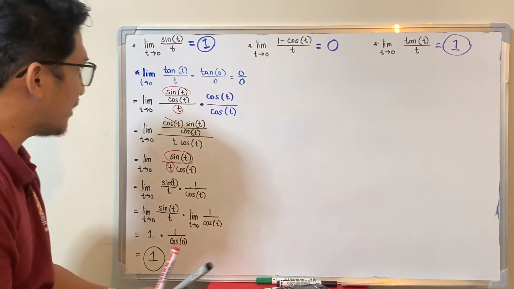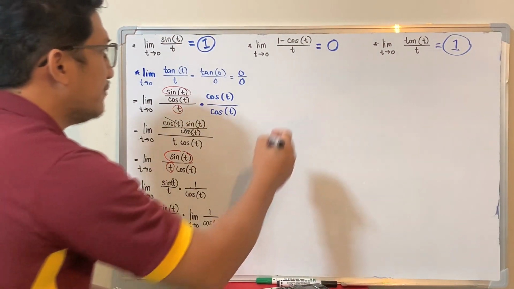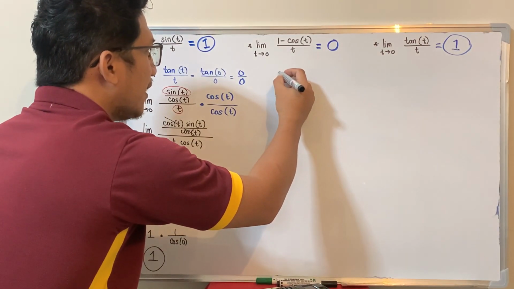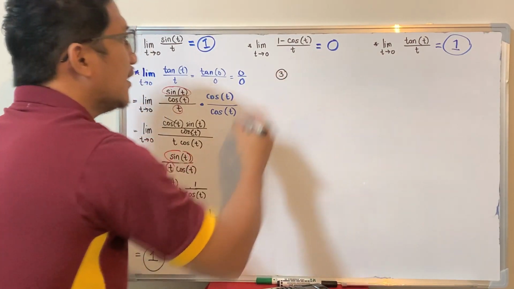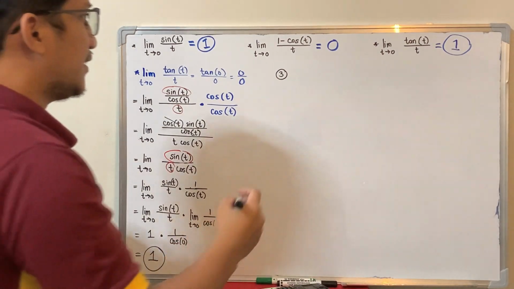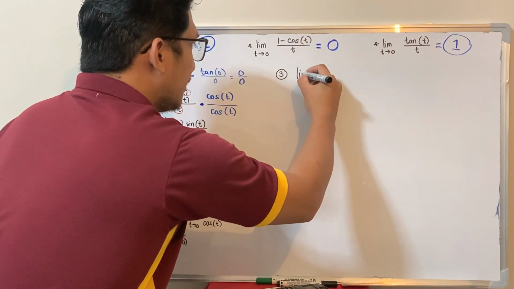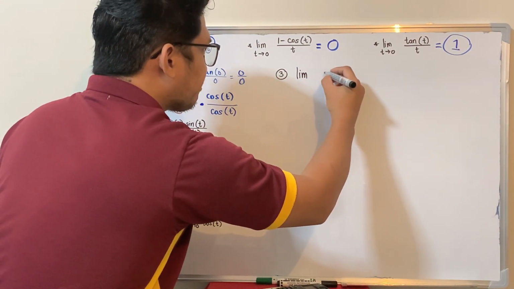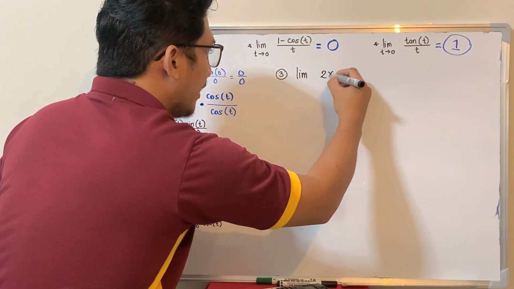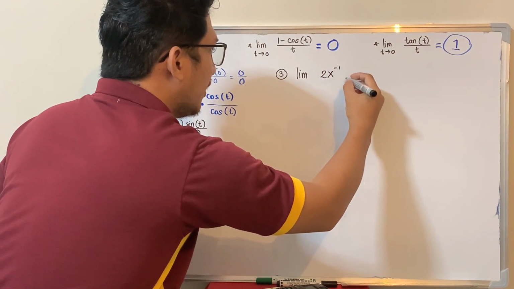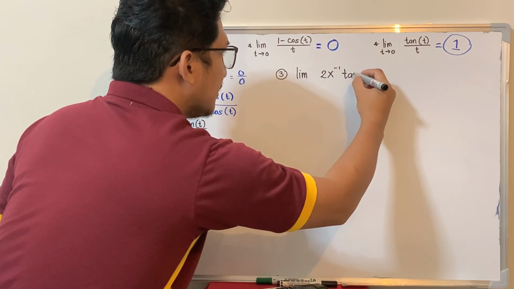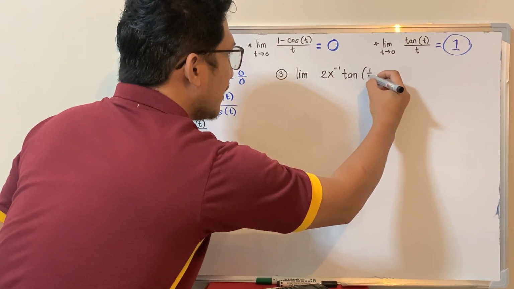Okay? So, let's have more examples. Let's have another example. This will be our example number 3. So, let's try to solve the limit of the function, the limit of, let's say, 2x raised to negative 1 tangent of 1/2 x.